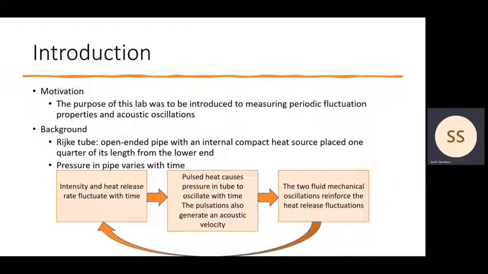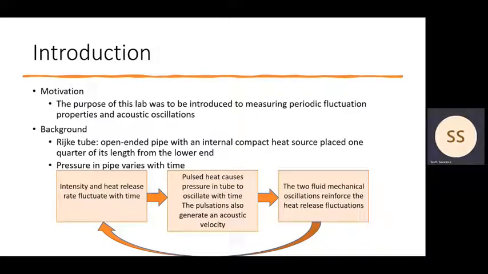The motivation for this Lab 2 was to be introduced to measuring periodic fluctuation properties and acoustic oscillations using a Rijke tube, which is an open-ended pipe with an internal compact heat source. Our main goal was to create resonance inside of the pipe.